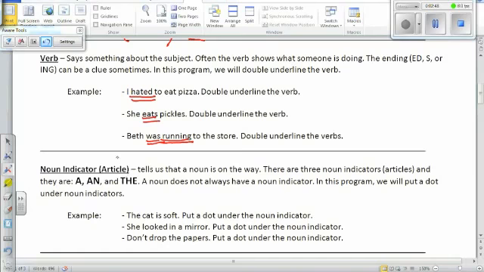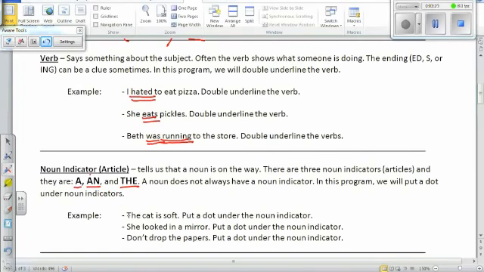You may have learned these in the past as article. Those words, either one works to explain this. A noun indicator or article tells us that a noun is on the way. There are 3 noun indicators or articles. They are a, an, and the. Notice that an does not have a d on the end. Some students mix those up. It is a, an, and the. The noun does not always have a noun indicator. In this program, we'll put a dot under noun indicators.